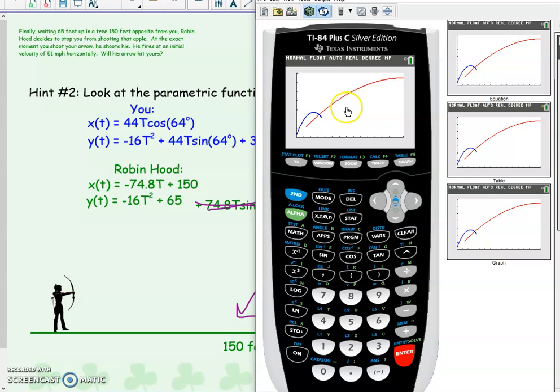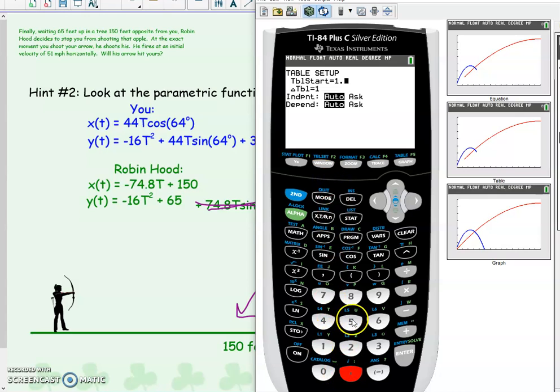We can actually go in and look at the table setup. We knew that these two graphs hit each other right around 1.56 seconds. So maybe I'll do 1.5 and I'll go up by 0.01. And let's check that table out and see.